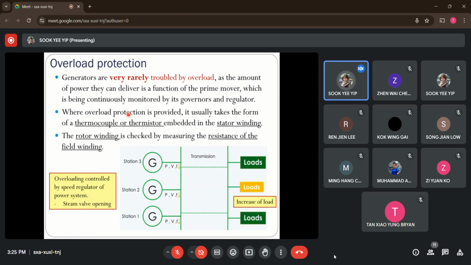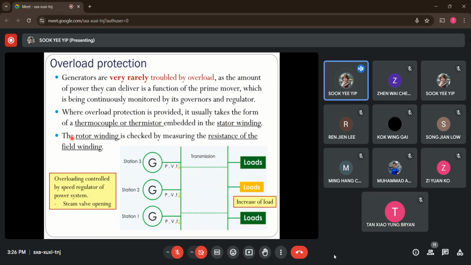So how can we actually apply overload protection? At the stator side, we implement a thermocouple, or what we call a thermistor. It's a kind of instrument that measures temperature. We embed it within the stator winding. If we have overload conditions, it will generate high heat, which can be detected by the thermocouple placed at the stator winding.